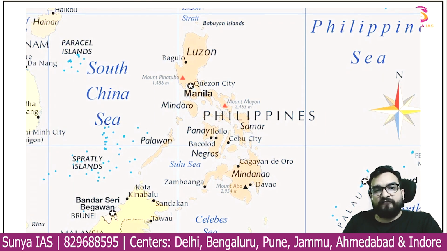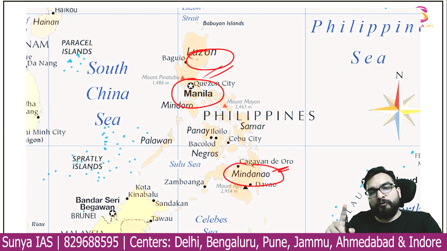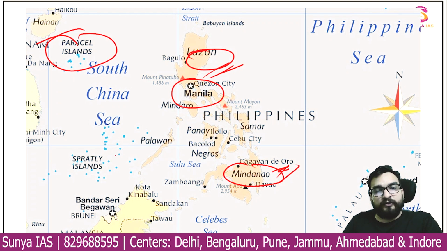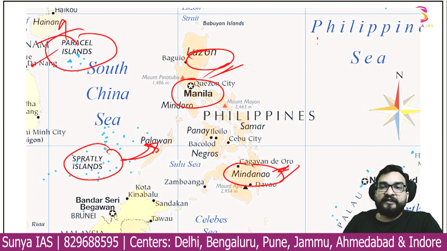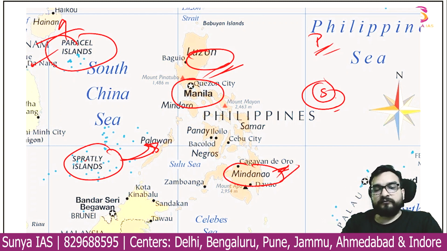In the Philippines, I have told you about Manila. You will remember that only. Mindanao Island and Luzon Island you should know about. These two you will be remembering, guys. Luzon, Mindanao. Apart from that, Paracel and Spratly Islands are related to it. Paracel is between Vietnam and China. Spratly is between the Philippines and China. PS. In the examination, you will get confused. Spratly was up, Paracel was up. To understand, PS, right? PlayStation.